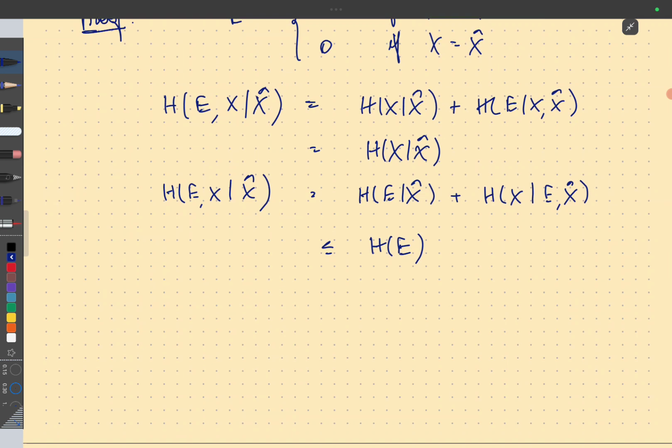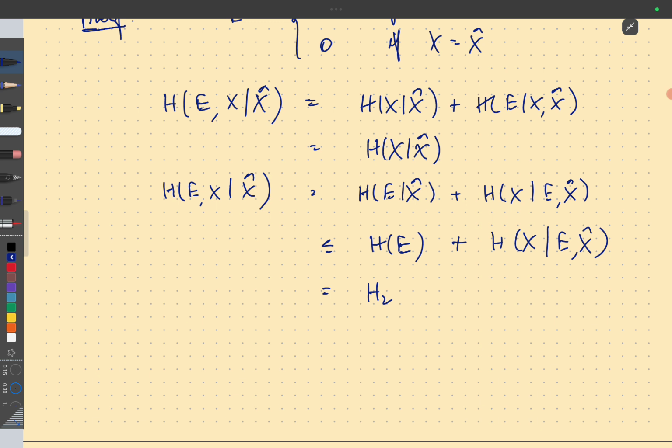Great. Now H of E given x hat is less than or equal to H of E, because conditioning can only reduce entropy. I'll keep the other quantity as it is. But what is H of E? E is a Bernoulli random variable. And what is the probability that E is equal to 1? It's PE, the probability of error. So the entropy of E is just the binary entropy of PE.